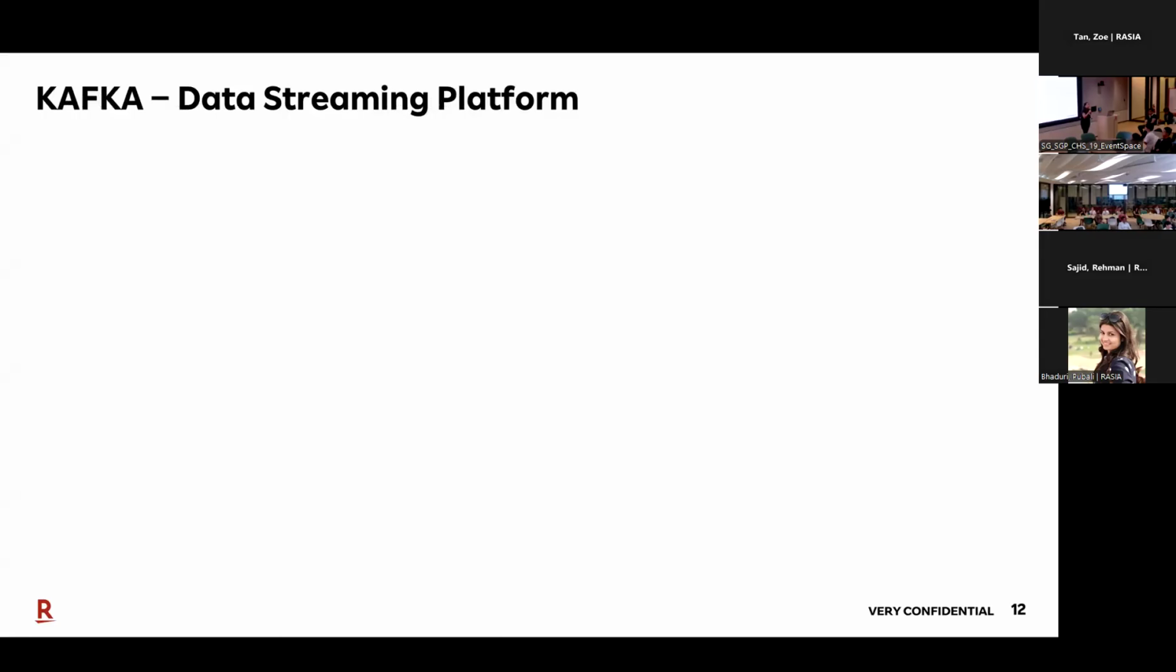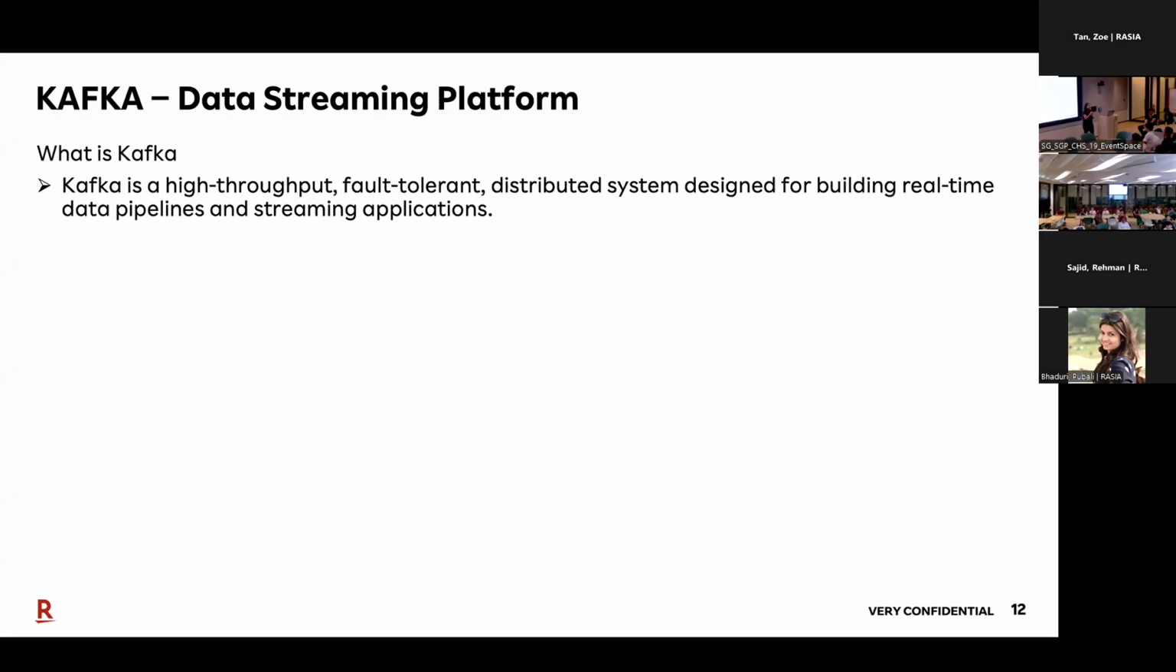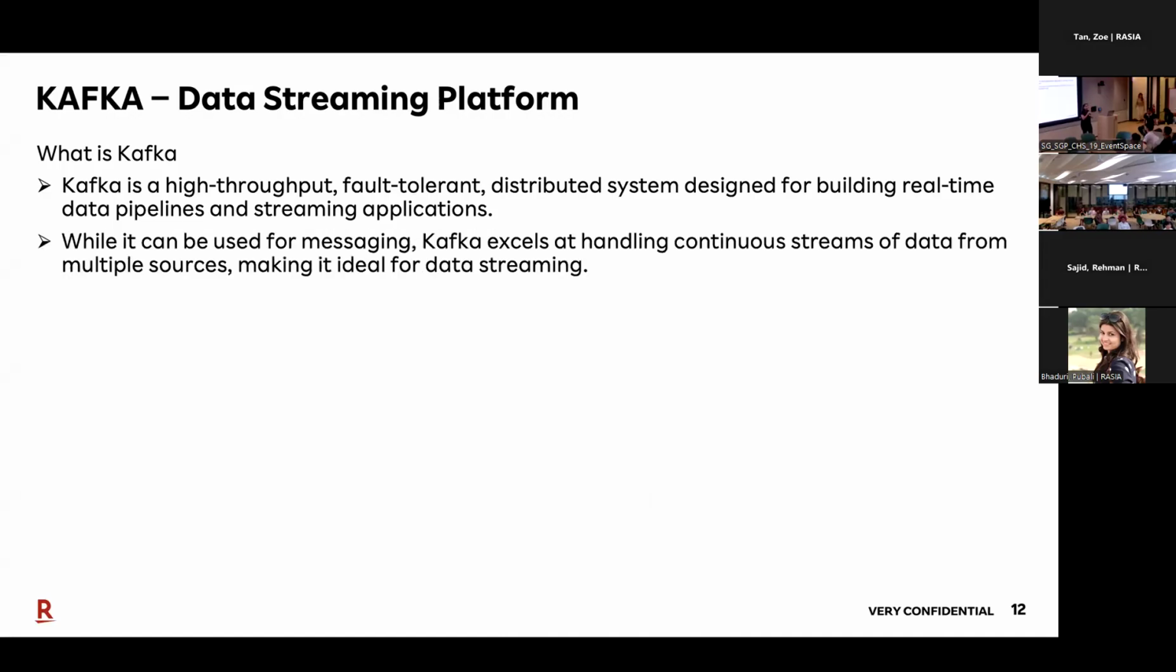Okay, so now for the first technology, the data streaming platform, Kafka. I'm talking about Kafka because inside Ultra, we use Kafka. So what is Kafka? Kafka is a high throughput, fault tolerant distributed system designed to support streaming applications. Kafka can handle a continuous stream of data from multiple sources, making it ideal for data streaming. But why Kafka? Kafka has many attractive features.